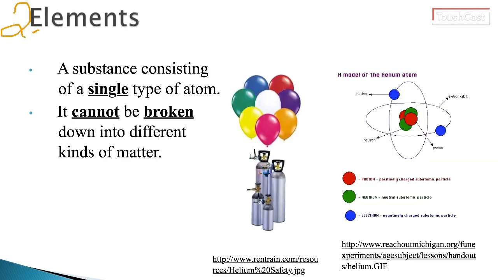My second question or main idea says, what is an element? Well, an element is a substance consisting of a single type of atom, and it cannot be broken down into different kinds of matter. So you know the periodic table of elements has all different kinds of elements from helium to hydrogen. You cannot break those down into anything else. Helium is always helium. It doesn't become anything different. You cannot split the atoms, nothing. It is what it is.